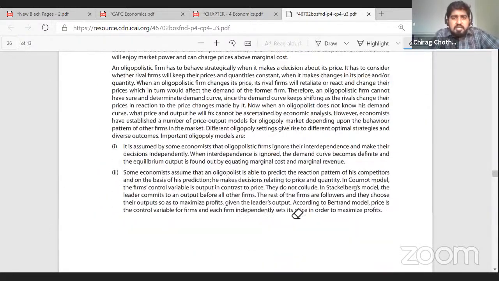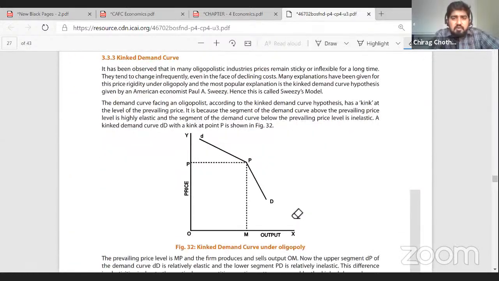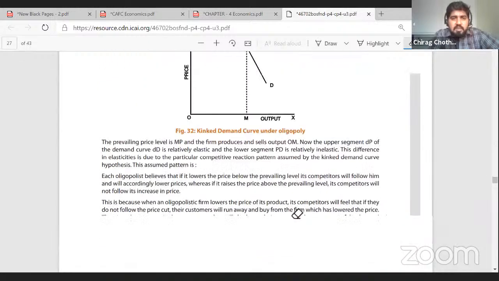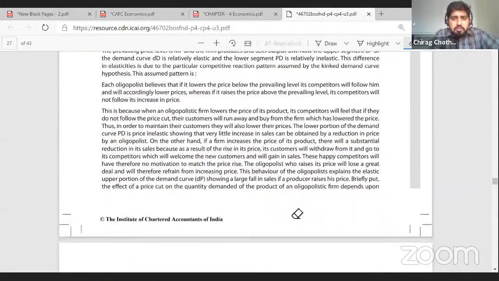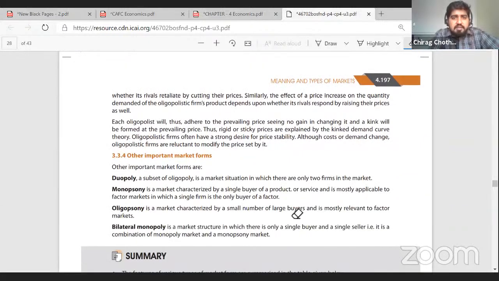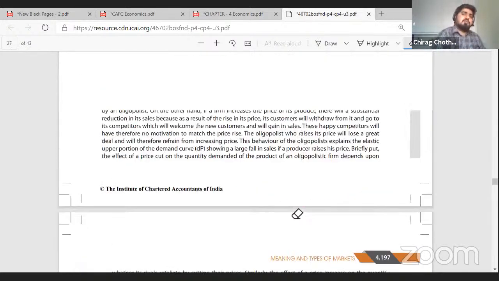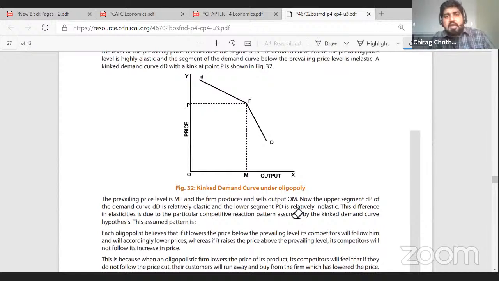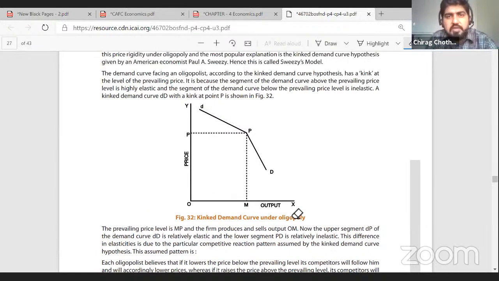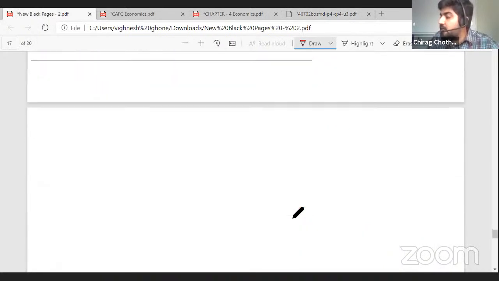Okay. Next part, quickly coming on to the price leadership or the kink demand curve. Now, this is a very important demand curve, students. And it is the last part in our unit number 3 as well as chapter number 4. Other market forms, duopoly, monopsony, oligopsony, bilateral monopoly, I think we have already covered. So we are left with only one part in this entire chapter, and that is the kink demand curve, students. And then we go on to the MCQs. Okay, so let's begin. Now, what do you mean by kink demand curve?